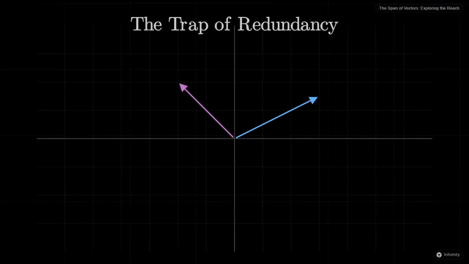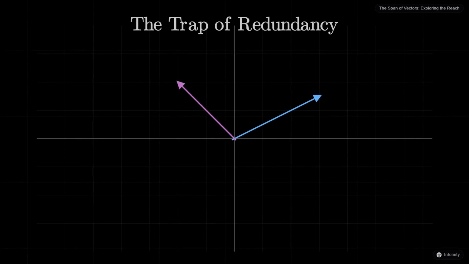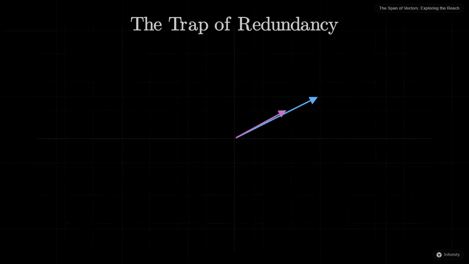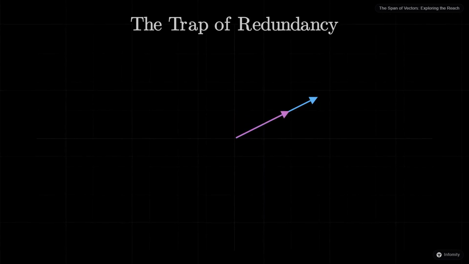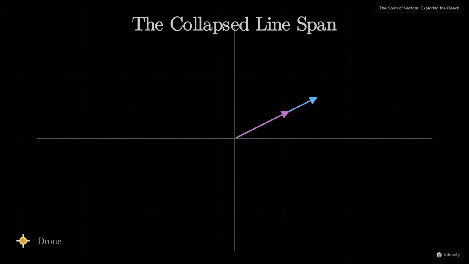Now, let us look at a critical catch. Do two vectors always span a full two-dimensional plane? It seems like they should, but what if our second vector points in the exact same direction as the first? Let us see what happens when we rotate the purple vector until it lies directly on top of the steel blue vector. Remember our tracking drone?